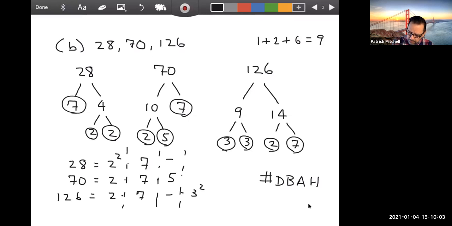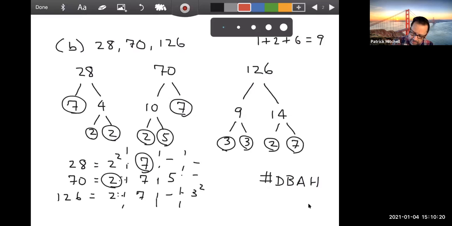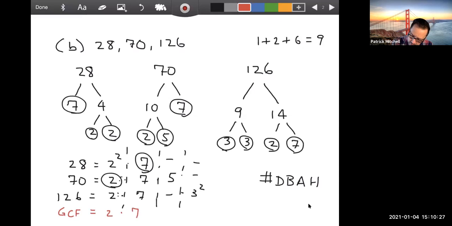This one is not complete, this one is not complete, but in the 2 column, the smallest power is 2. It's a tie between these two, so just pick either one. And then in the 7 column, I have a 3-way tie. Just pick any one of those. And the GCF is the product of those circled factors. 2 times 7 is 14. All right.